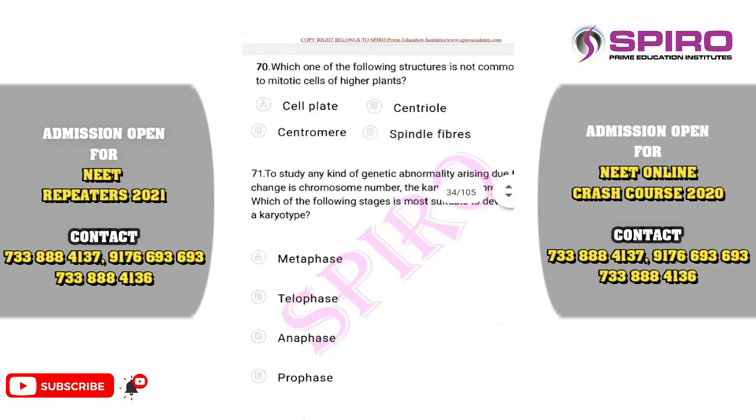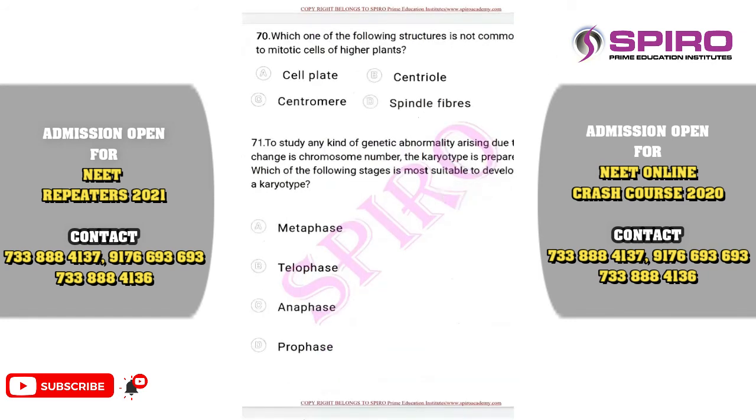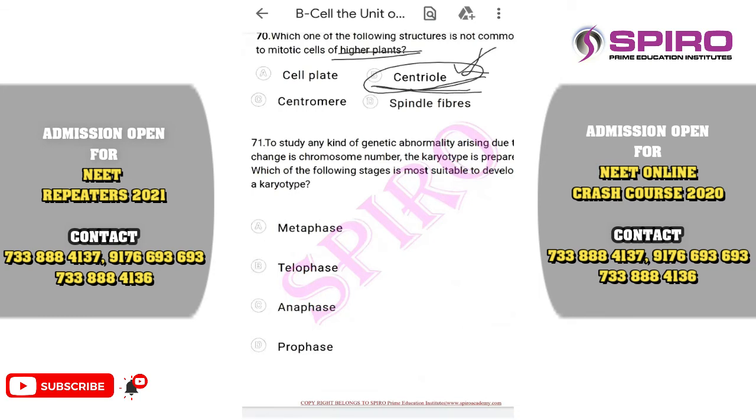Question number 70, which of the following structures is not common to the mitotic cells of higher plants? Yes, here in the question, you should be careful. They are meaning the higher plants. In higher plants, it is an anastral mitosis because they are going to lack the centriole. There is not going to be the astral formation, right? Centriole is not going to be present in the plant cells, right? It is going to be present only in the animal cells. So now what happens? The centriole is not present. So the correct option is anastral mitosis. So the correct option is option B.